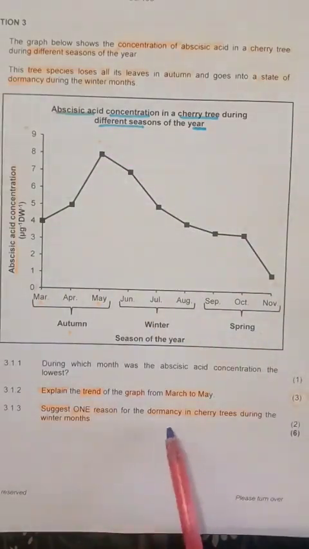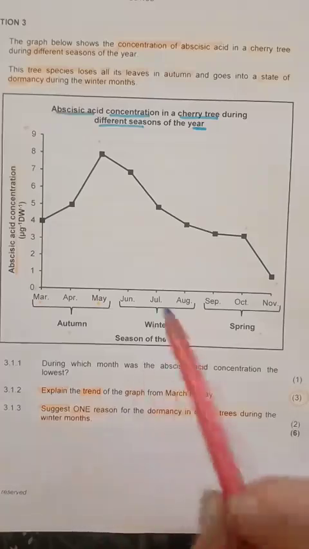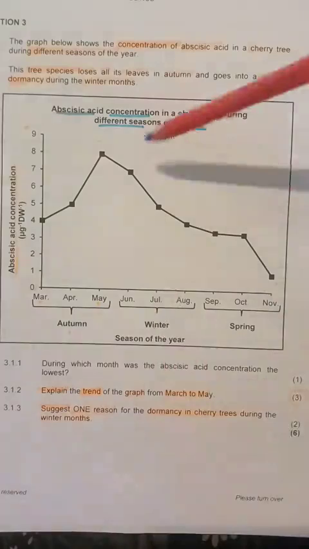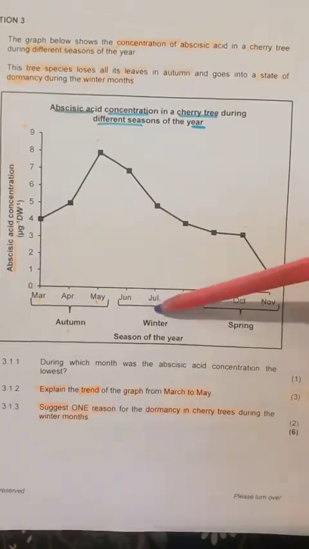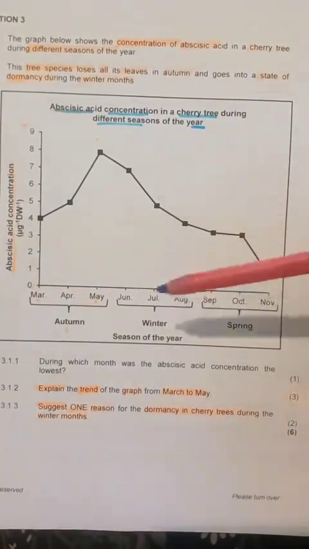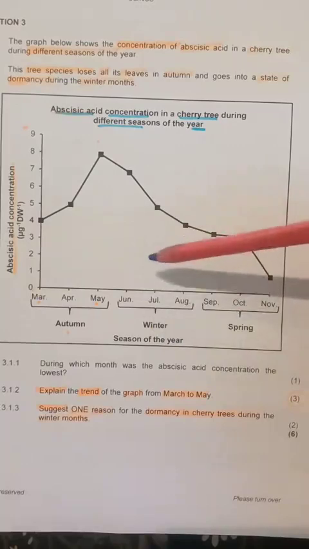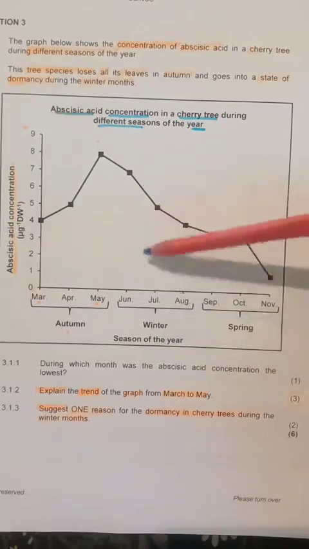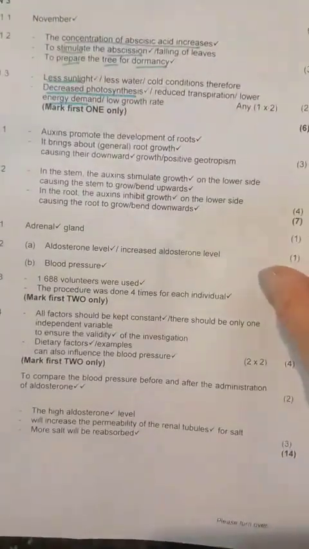Suggest one reason for dormancy in cherry trees during the winter months. So why, in the winter months, do you think these trees go into a resting state? Well, think of winter. It's cold, the sunlight is less. So if the sunlight is less, then photosynthesis will be less, and that is totally tied to metabolism, right? If there's not a lot of photosynthesis, then the metabolism will be low. So that's why the tree goes into a state of dormancy.